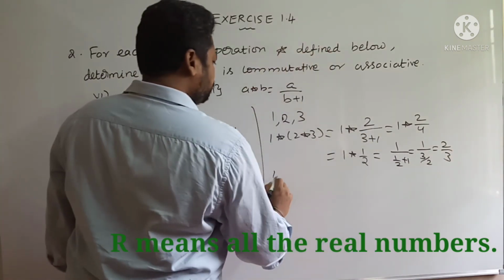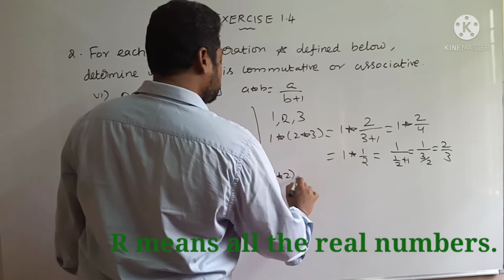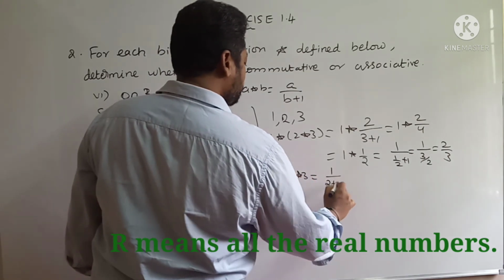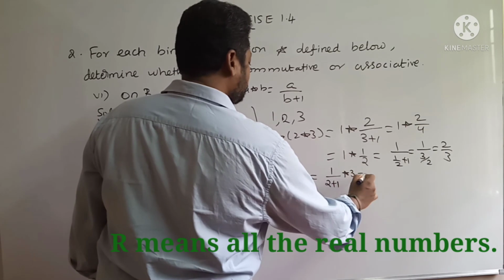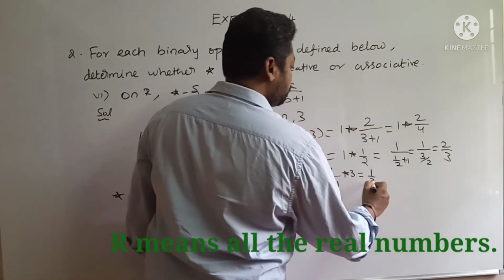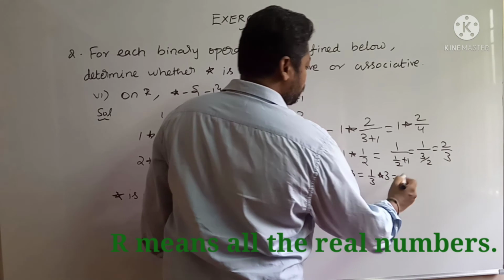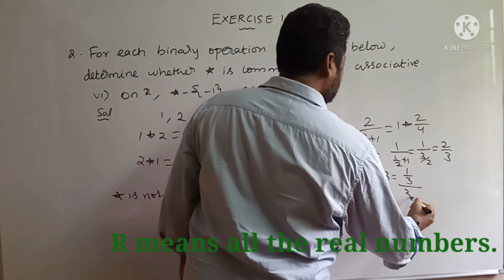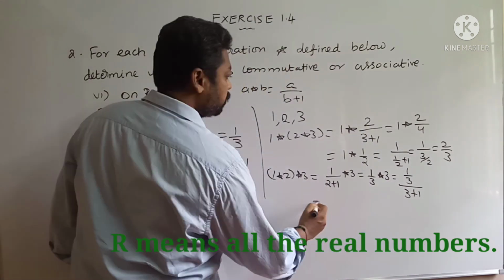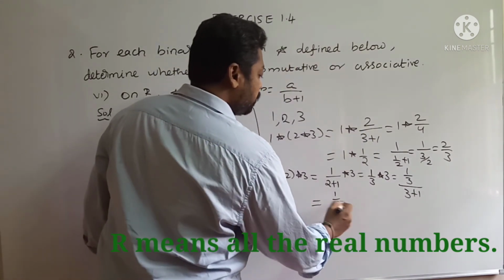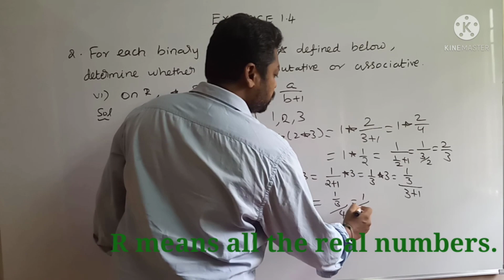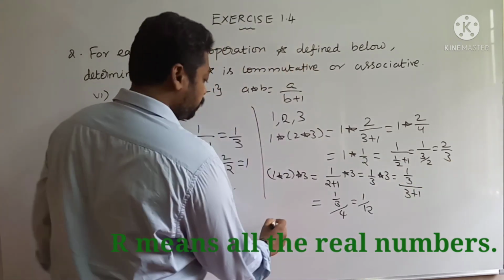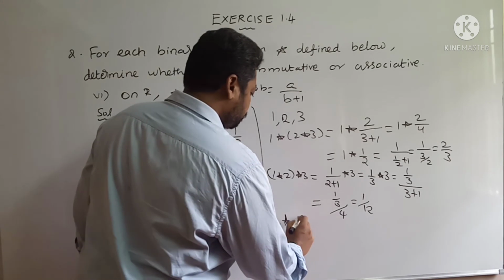So now we will check (1 star 2) star 3. So 1 by 2 plus 1 star 3, that is equal to 1 by 3 star 3, equal to 1 by 3 divided by 3 plus 1, equals 1 by 3 by 4, equals 1 by 12. So both have different values. Therefore, star is not associative.